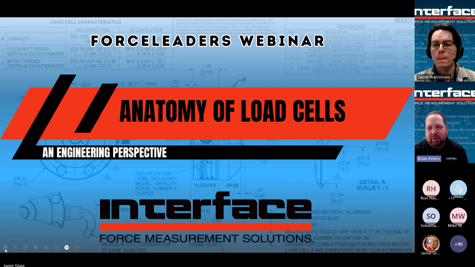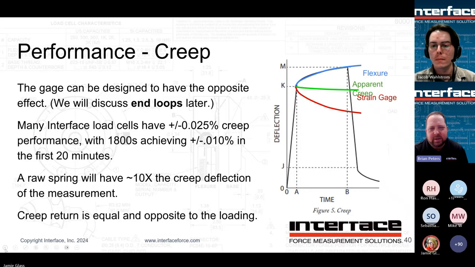Yeah, real quick on that, two things. Pay attention to how creep is specified, because it's against time. Oftentimes, you may see a spec there and not realize it's over a longer or shorter duration. So make sure you're comparing apples to apples on that.